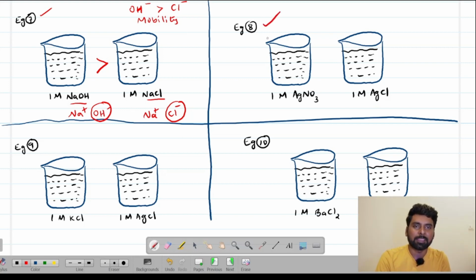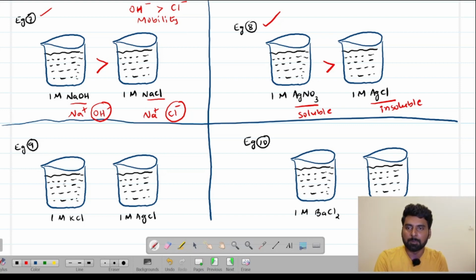Now example 8. So here silver nitrate, silver chloride. Out of these two, silver nitrate is soluble in water, silver chloride is almost insoluble in water. So though there is 1M AgCl in the solution, it is in the solid state only. The one which is producing more ions is silver nitrate. So I can say that silver nitrate conductance is more than silver chloride conductance. Like that I can take.